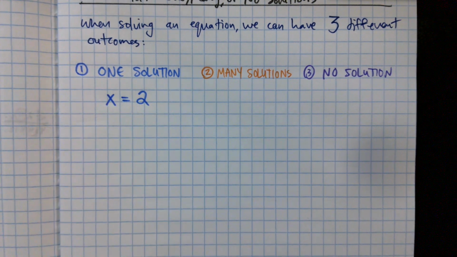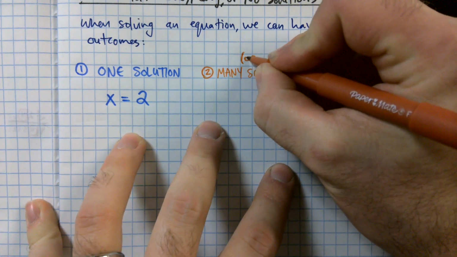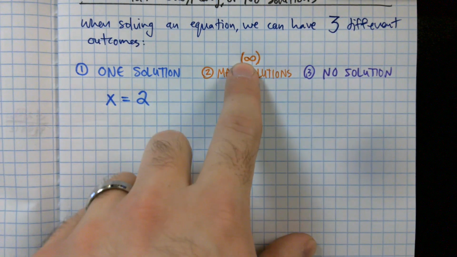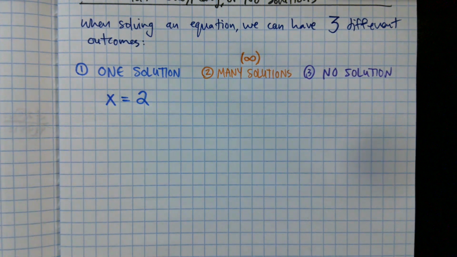That's one solution. Next, we have many solutions, and above that, I want you to write in parentheses the word infinite. Anyone know what that means? Infinite, right? Technically, it's infinitely many solutions. It's just an 8 on its side. So if you need to turn your paper 90 degrees and draw an 8, that's how you do it.